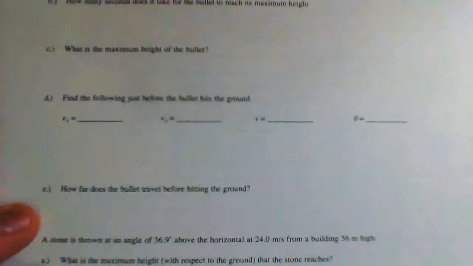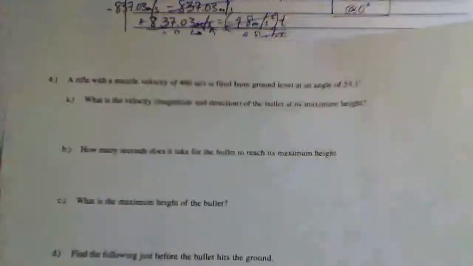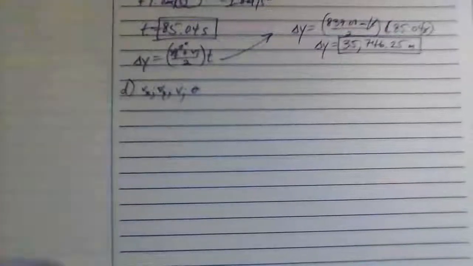So let's go ahead and get started with the example that we were using before. I went ahead and changed the initial velocity to 948 meters per second, and the angle to 62 degrees. So if we want to find the following just before the bullet hits the ground, it says Vx, Vy, V, and theta. And these are actually going to kind of roll by really fast. So I'm going to go ahead and write this down. D: Vx, Vy, V, and theta.